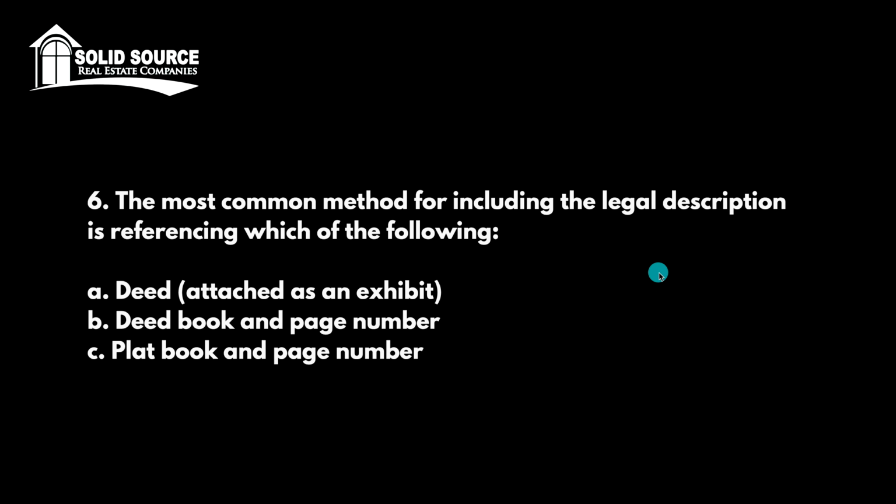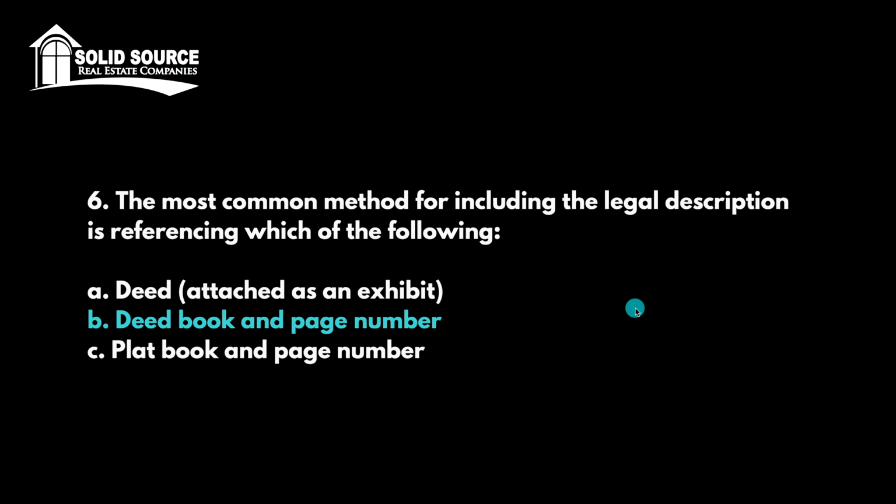So, number 6: the most common method for including the legal description is referencing which of the following: deed attached as an exhibit, deed book and page number, or plat book and page number. If you guessed B, deed book and page number, you are correct. Usually this is because it's the easiest, quickest one to find. Deed book and page number are usually going to be referenced in the last market history when you are looking at the tax records from the MLS.